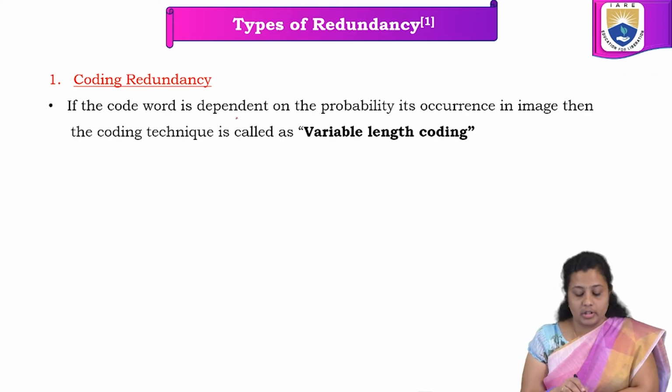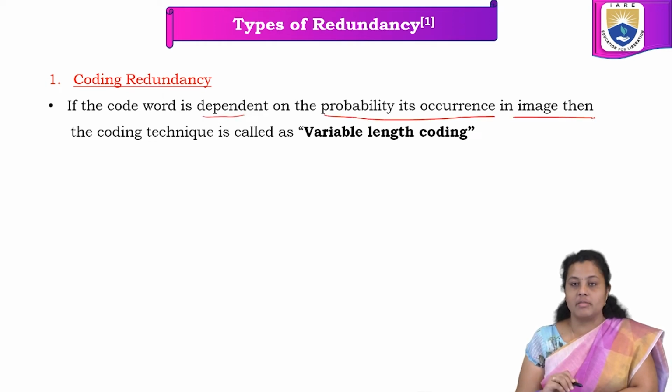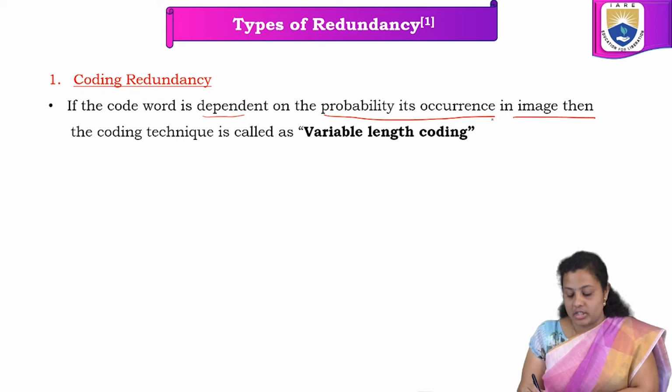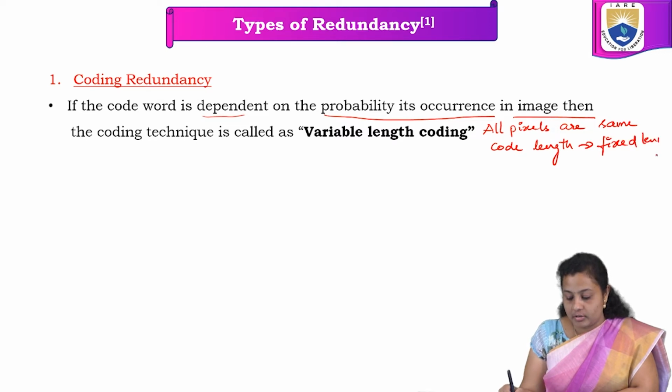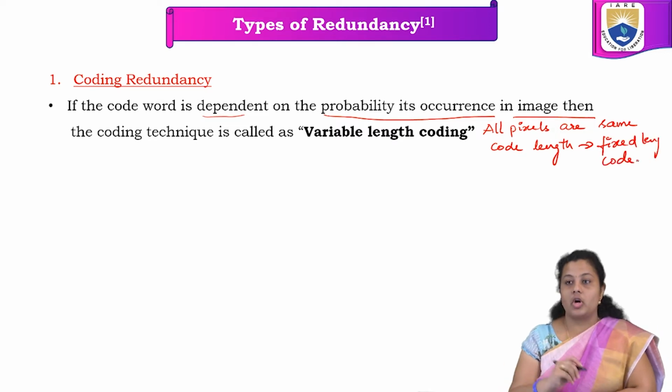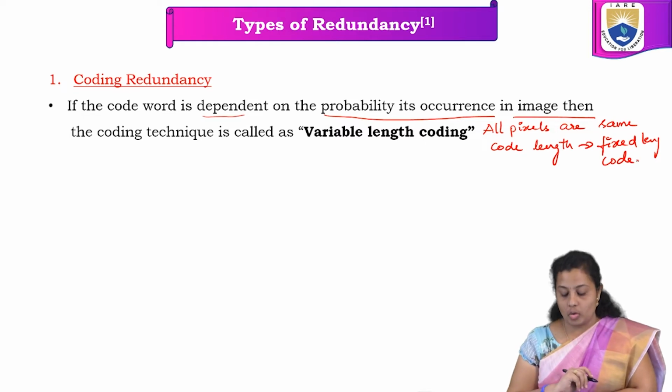Now, consider the case where the code word depends on the probability of occurrence in the image. In the previous example, we saw that all pixel values are represented by the same code length, so it is called a fixed length code.